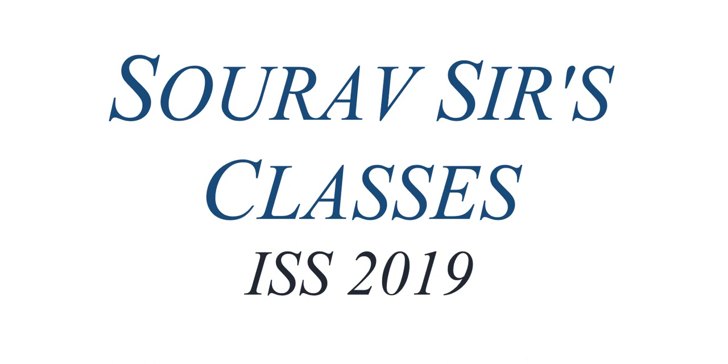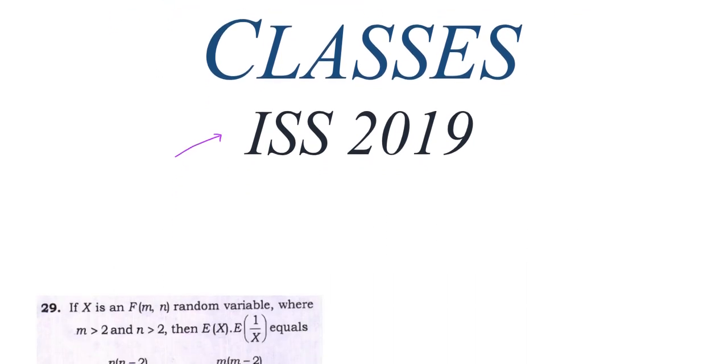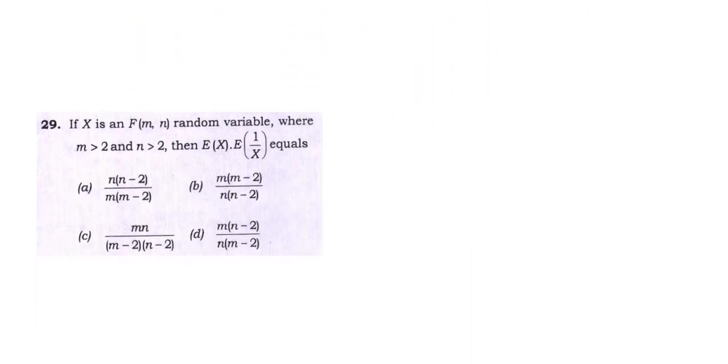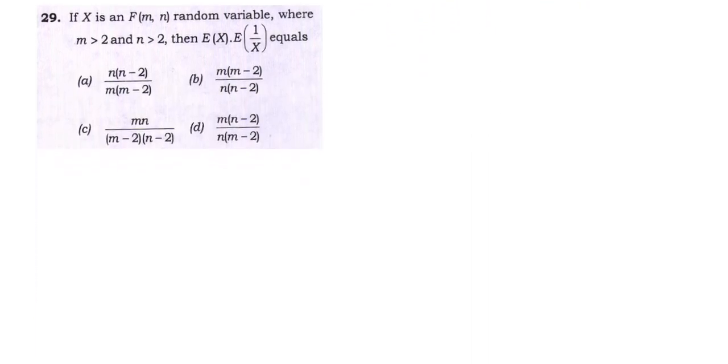In this video, we are going to solve the ISS 2019 question paper, Statistics Paper 1. As you know, in our previous videos, we have solved a few questions of this question paper. In this video, we are going to begin with question number 29. Question 29 says, if X is an F(m, n) random variable where m is greater than 2 and n is also greater than 2, then E(X) multiplied by E(1/X) equals?